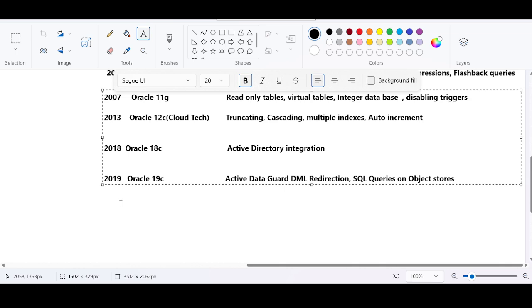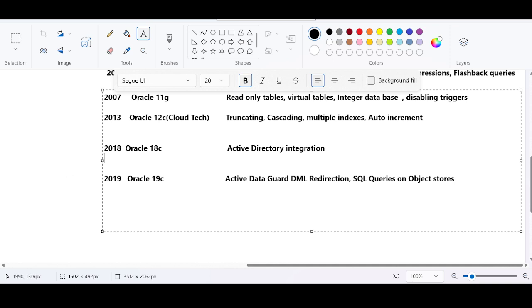Okay, and the latest version in the market now is Oracle 21C. It was introduced at the end of 2020, in the year 2021 I think. 21C, not 21. Oracle 21C, this is the very latest version.